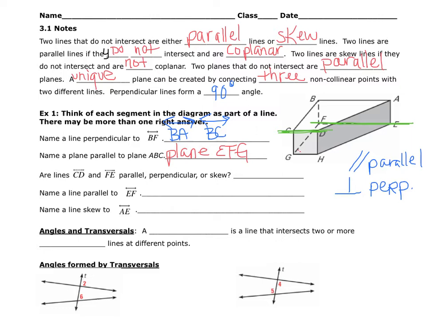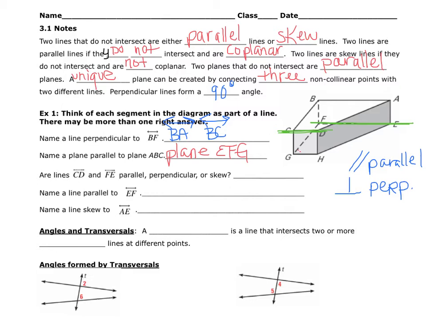But remember this whole thing we talked about up here, this unique plane can be created by connecting three non-collinear points. So basically what that means is that if you have three non-collinear points, which we do here, see we can say C, D, and E, we can make our own unique plane.